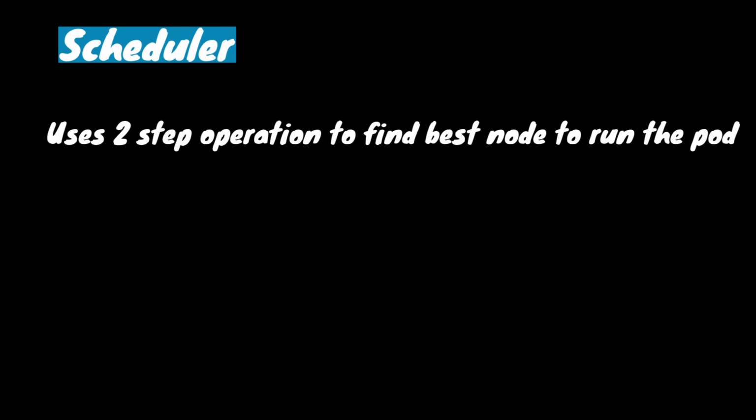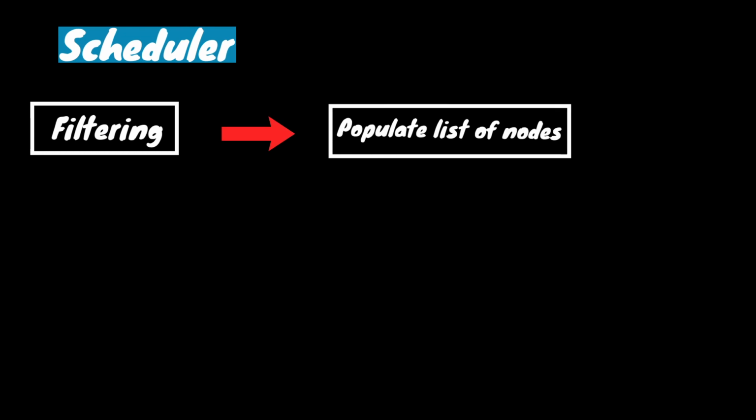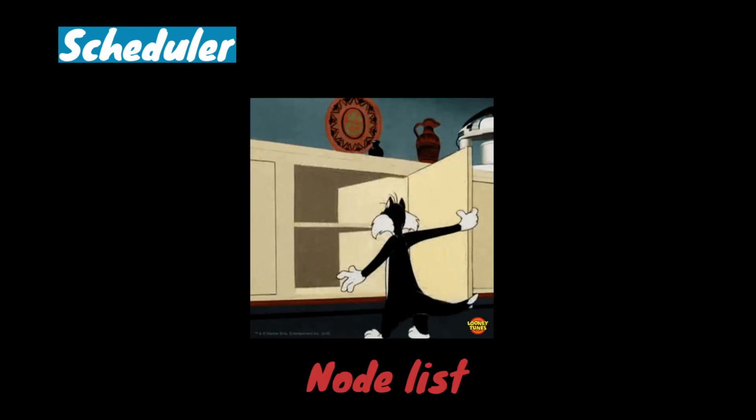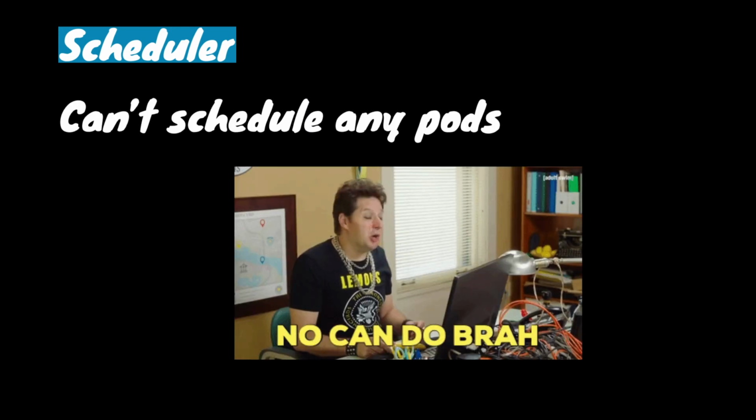The scheduler uses a two-step operation to figure out which node is feasible to run the pod, which is filtering and scoring. Filtering checks whether a candidate node has enough resources available to meet the pod-specific resource requests. After this step, a list of nodes suitable to run the pod is created, and often there will be more than one. If the list is empty, the pod isn't schedulable.